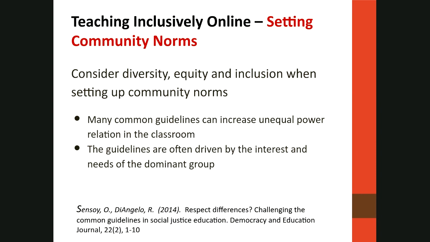So when we talk about issues like safety or assuming the best, we want to think not only from the perspective of the dominant majority students in our class, but what about the non-majority students in our class? I think D'Angelo and Sensoy do a really good job of talking about this and providing some alternatives. And so I'd recommend that to you.